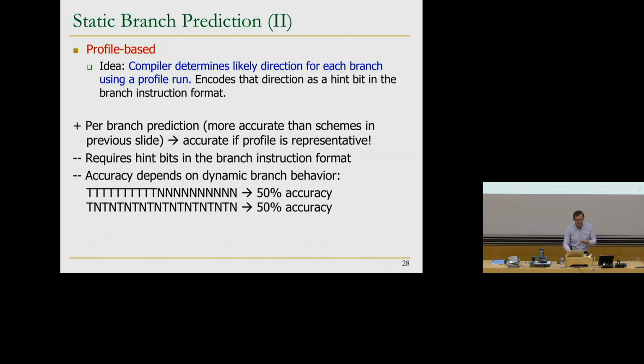But if your branch changes behavior like this, the compiler cannot encode this behavior with a single bit. Basically, even assuming the profile is the same as the real execution, the compiler picks one of them, but you get 50% accuracy, regardless of what the bit is set to. In this case also, taken, not taken, taken, not taken, taken, not taken. If that's the execution of the branch, you get exactly 50% accuracy. And accuracy also depends on the representativeness of the profile input set, which I've already discussed.